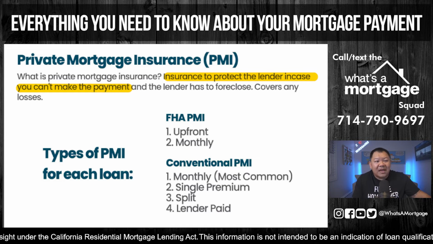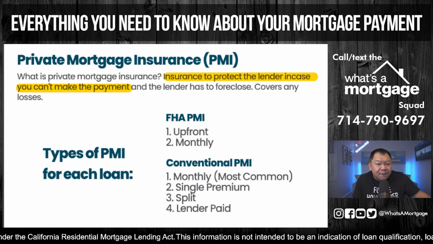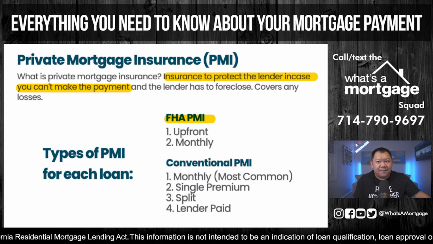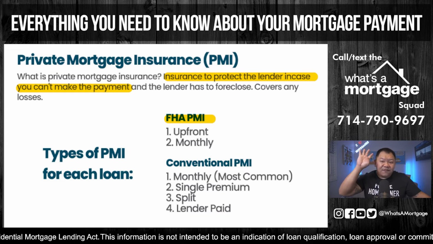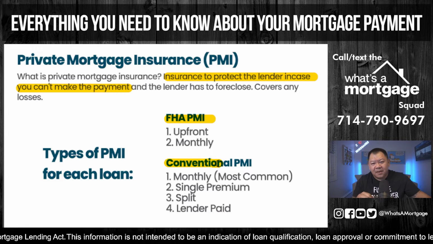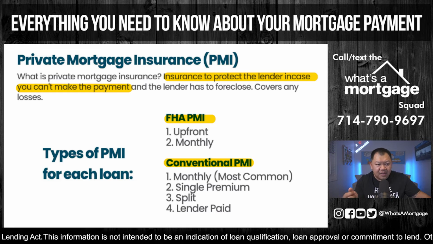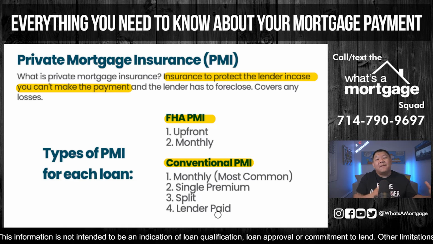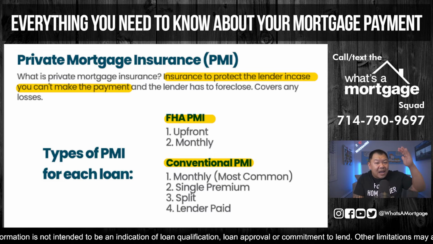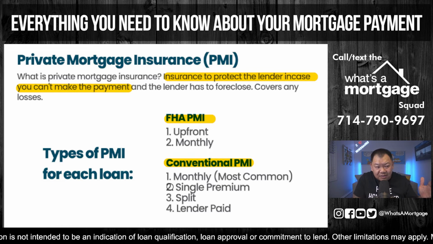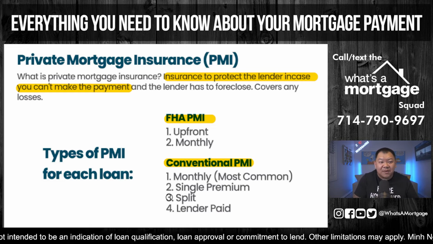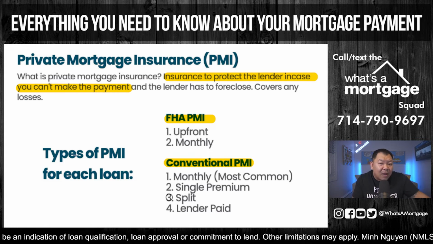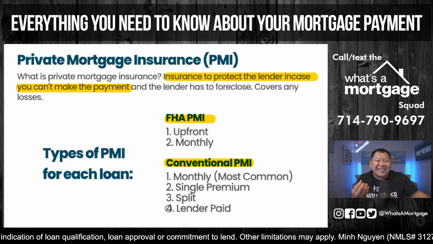So when you are going with an FHA loan, there is upfront mortgage insurance and there's monthly mortgage insurance. You cannot get around that. And if you're going with a conventional loan, there's 4 types of PMI. There's monthly, which we'll talk about later. There's single premium, which means instead of paying it monthly, you pay a lump sum upfront. And it doesn't matter if prices go up or down, you won't have private mortgage insurance. And the third way is split, which means it's a blend of a little bit of monthly and a little bit upfront. And the fourth type of private mortgage insurance is lender paid.